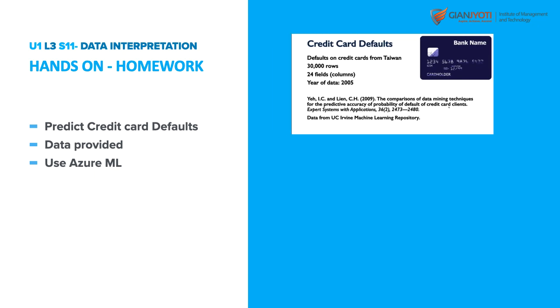The data is from Taiwan. This is basically credit card defaults. The data that we have has around 30,000 rows, and there are 24 fields, which are the columns. The year of the data is 2005. This is in public domain and you can use it.